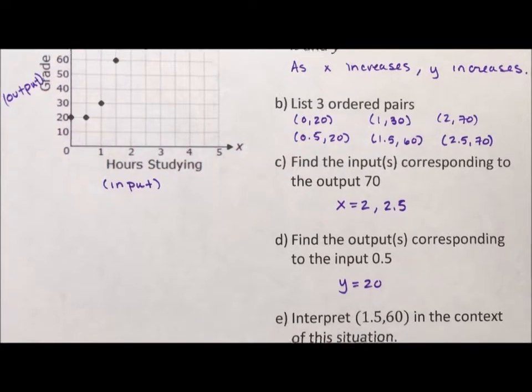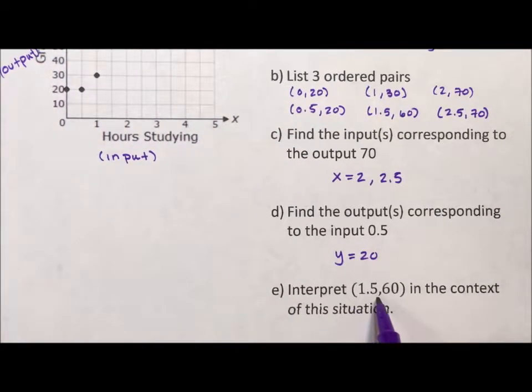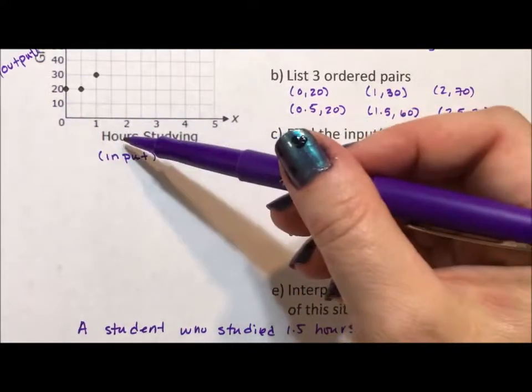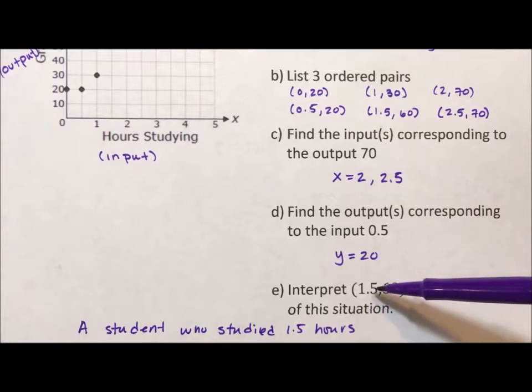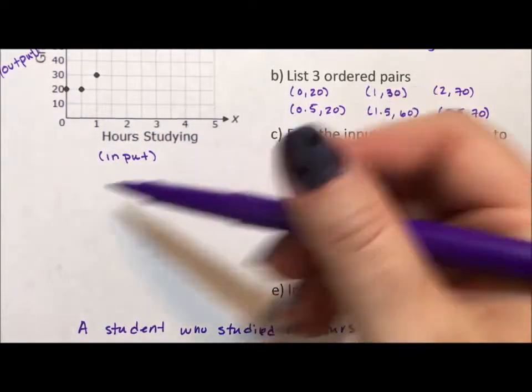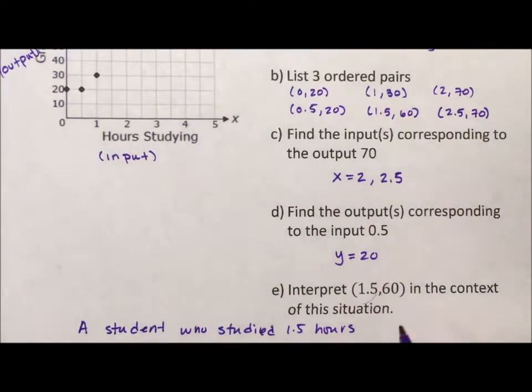Okay, now we're getting into interpret. Interpret (1.5, 60) in the context of the situation. A student who studied 1.5 hours. So if we come back up here, the input is hours studied. So I just put that into a sentence. I have to label the number. I can't just say 1.5, it doesn't make sense. The 1.5 is the hours studied, and we're talking about individual students. So a student who studied 1.5 hours, this is their grade, earned 60% on the exam.